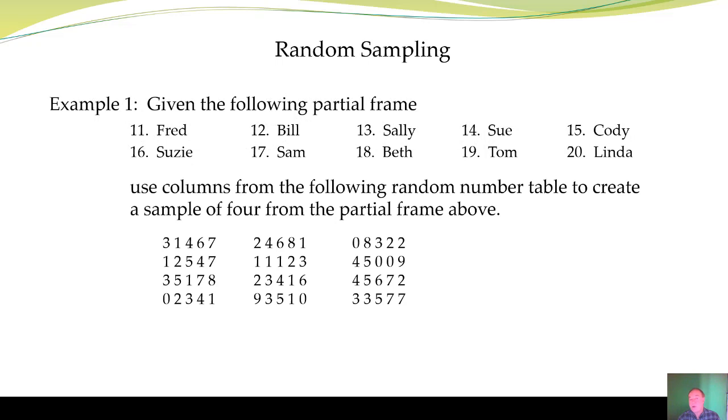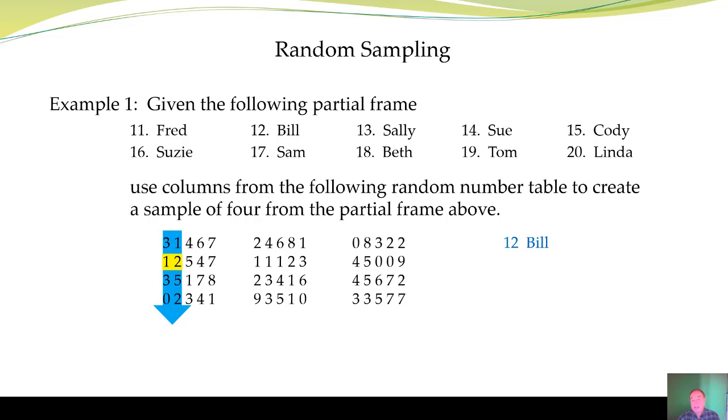So let me just do a partial frame, 11 through 20, and associate a name with those numbers. Now, if I wanted to use a random number table and use columns, I look at my frame, it's 2-digit numbers. So I'm going to use the first 2 columns to begin with. I'm going to go down the first column, 31, 12, 35, 2. In this case, 12 is in my frame, so Bill becomes part of my sample.